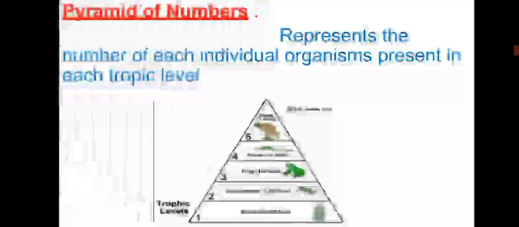Okay, so here at the bottom level, high quantity of producers present. After that, somewhat low quantity of primary consumers, then secondary, tertiary, and finally low number of decomposers present at the top level. So this indicates the number of each individual organisms that exist in the trophic level. It is called a pyramid of number.